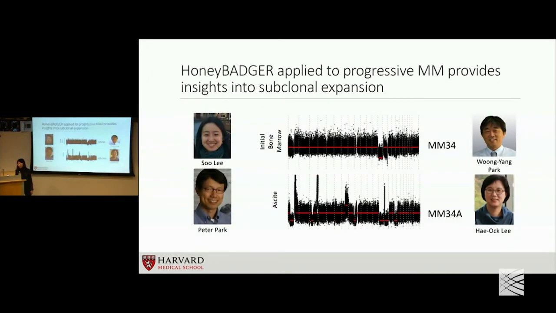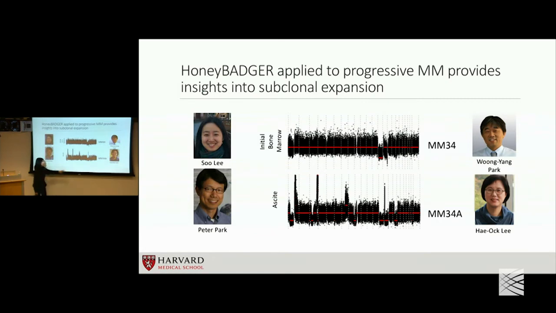And just as a last example, in collaboration with Peter Park and SGI group, Hyuk Lee, we analyzed this particular progressive multiple myeloma sample where the patient had an initial bone marrow sequence that showed generally copy neutral, except for one deletion on chromosome 13. And then a few months later, this patient came back and had an ascites dissemination, which we were able to sequence and started seeing a lot more deletions.